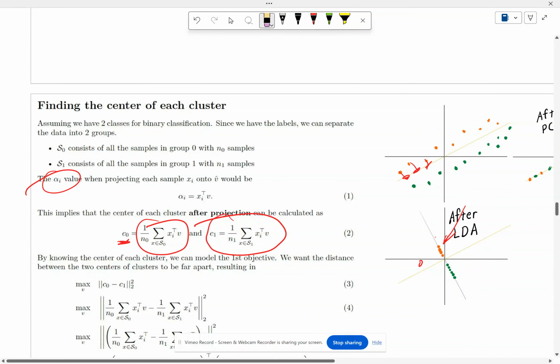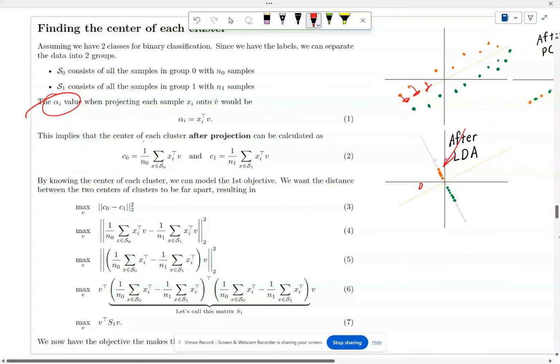Now, after that, remember the objective. You want the distance between the centers, right? The one minus the other. You want that distance, the L2 norm, to be as large as possible. So you're trying to find a V that makes the distance between the centers very far apart. Right? You want to find a projection V such that the distance between the centers is as far apart as possible. Now, I'm going to plug C0, C1 in.